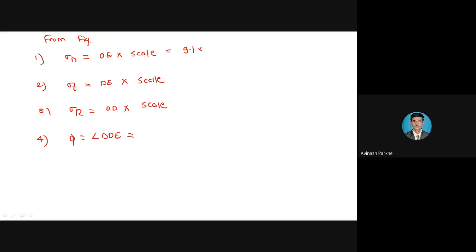So 9.1 into scale, 1 centimeter is equal to 10 Newton per mm square. How much centimeter is there? 9.1 into 10 is equal to 91 Newton per mm square.